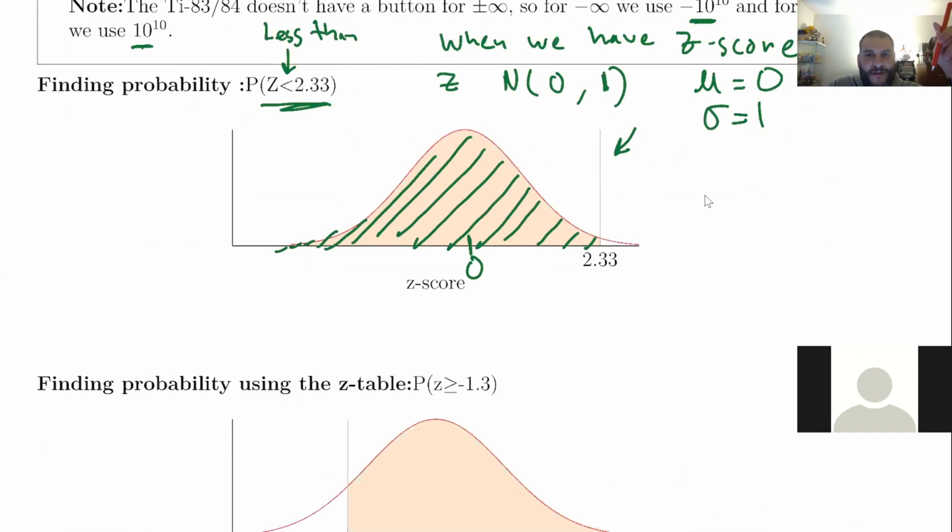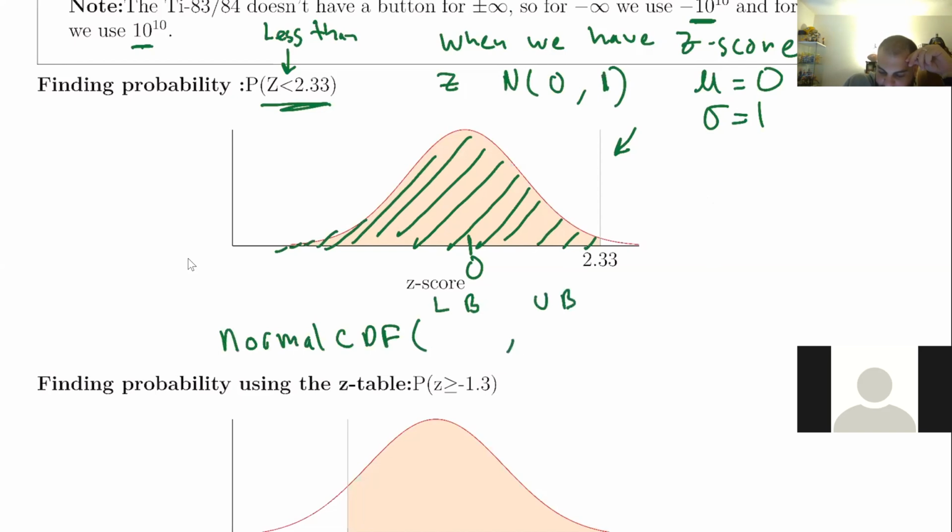All right, so now we're going to find out how to enter this into our TI-84. Before we go to the TI-84, I'm going to show you how we should enter it. We're going to say normal CDF. What we want to find is the lower bound, the upper bound, what mu is, and what sigma is.